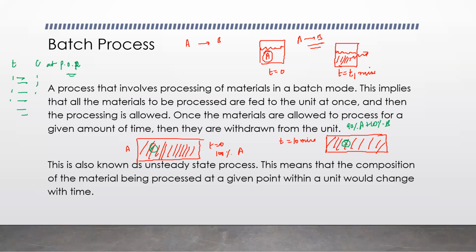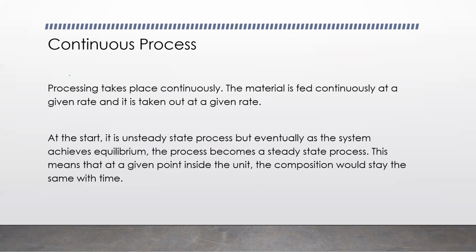Then when we come to a continuous process, processing takes place continuously. The material is fed continuously at a given rate and it is taken out at a given rate. For example, if this is my unit, then I'll be feeding A from this side of the unit and I'll be extracting whatever has been converted.